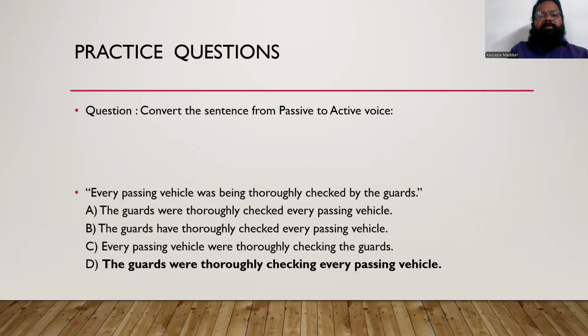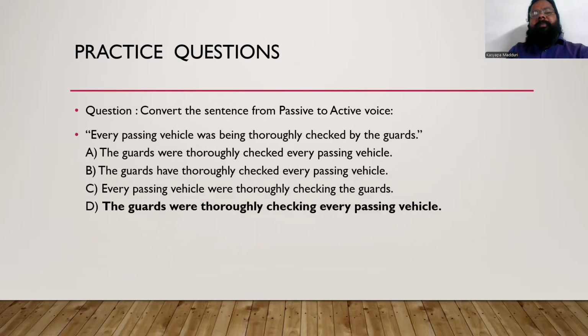All right. So what is the question? Every passing vehicle was being thoroughly checked by the guards. That is the sentence that has been given to us. Now, you can either go through all the options fast. A, the guards were thoroughly checked every passing vehicle. B, the guards have thoroughly checked every passing vehicle. C, every passing vehicle were thoroughly checking the guards. D, the guards were thoroughly checking every passing vehicle.